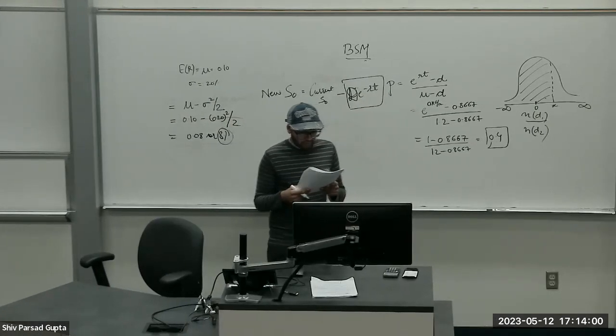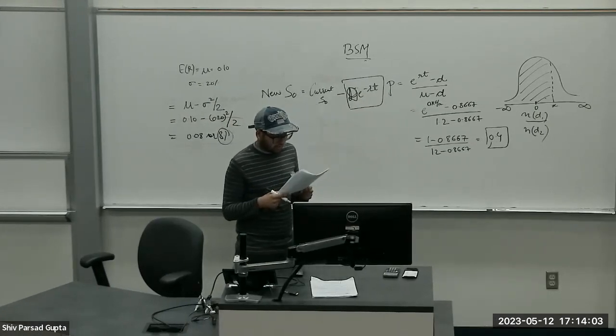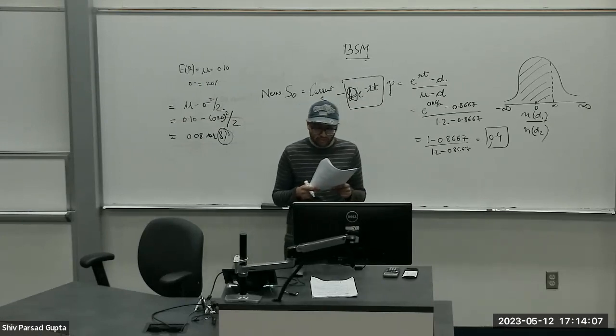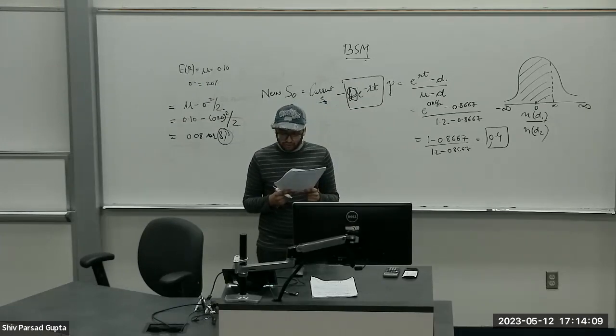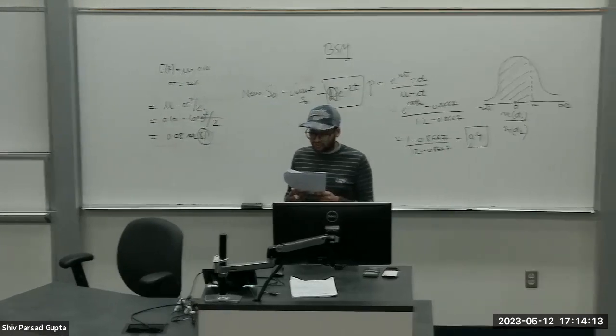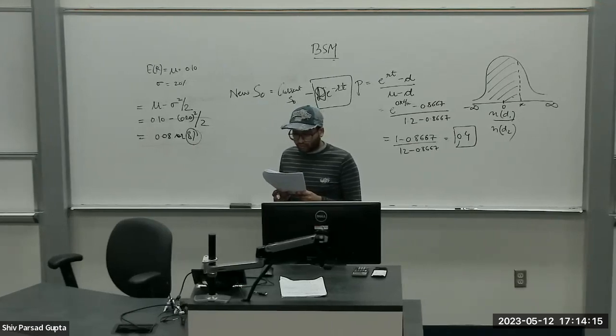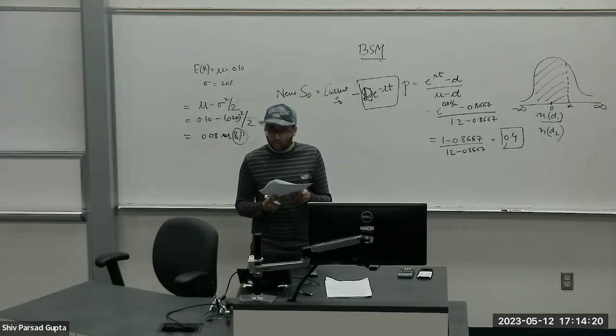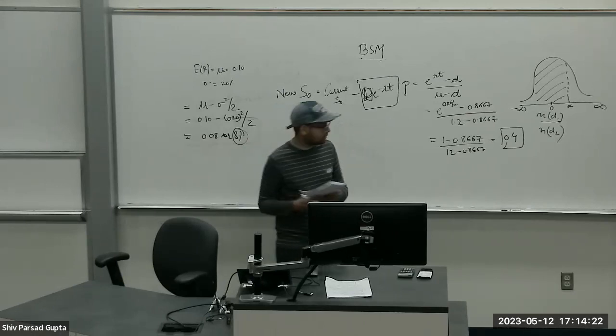Moving forward to the next question, question number 8. When the non-dividend paying stock price is $20, the strike price is $20, the risk-free rate is 6%, the volatility is 20%, and the time to maturity is 3 months, which of the following is the price of the European call option on the stock? So this is a question with respect to the Black-Scholes model.